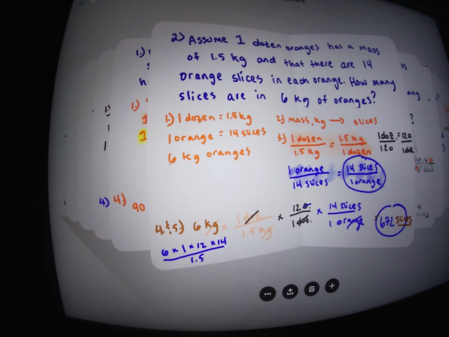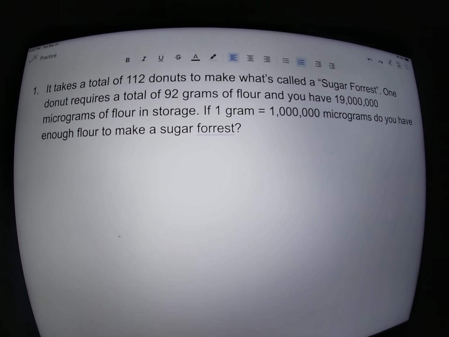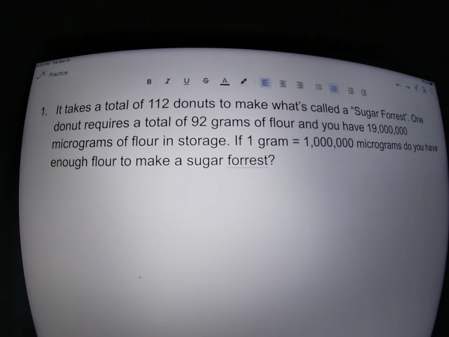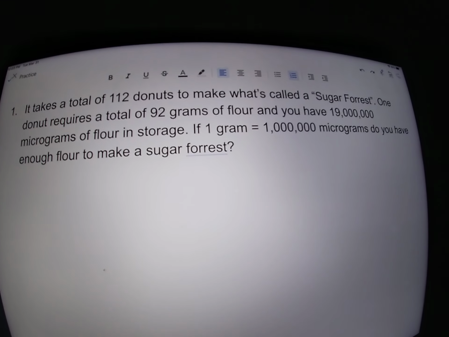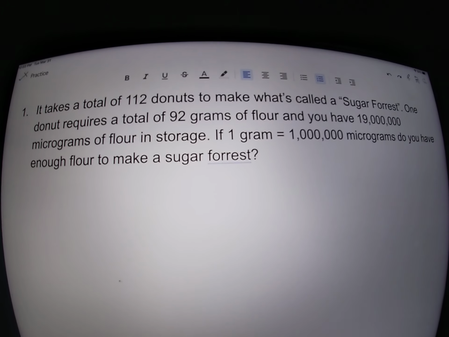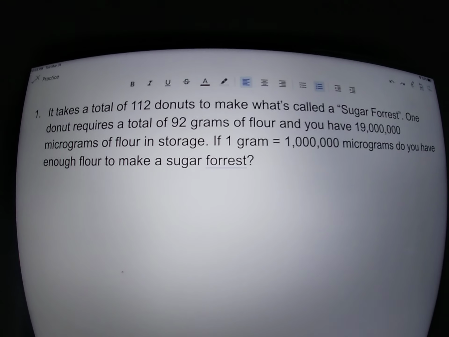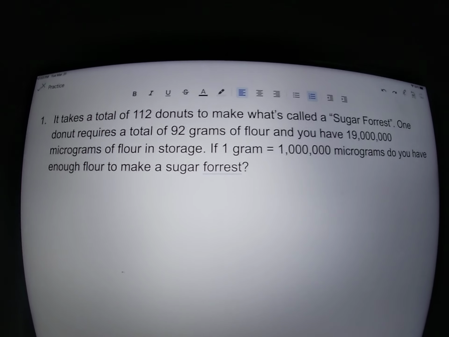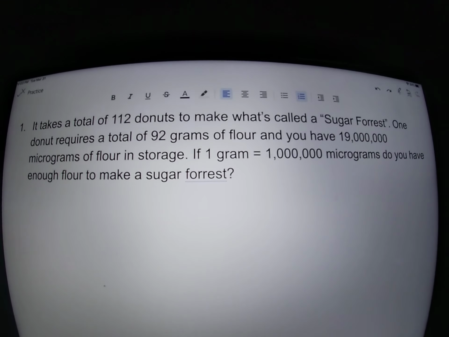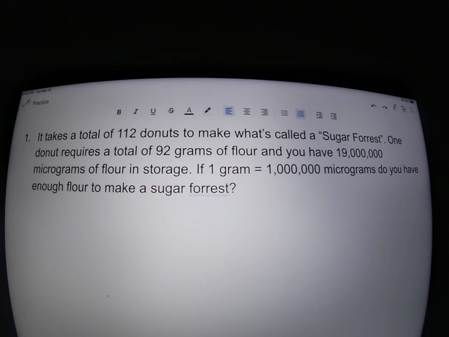Now, as a freebie, I'm going to do the problem from the work from Monday. I'm going to do this really quick. It takes a total of 112 donuts to make what's called a sugar forest. By the way, there is no such thing as a sugar forest. I made that up. I just thought it was funny because I love donuts, and I was trying to think of some arbitrary, funny, random name to call it. It's completely made up. It's fictional. Your boy came up with that. Pretty impressive, right?